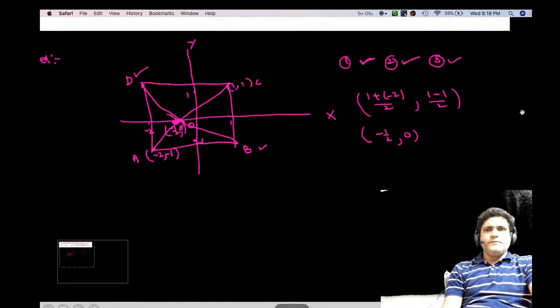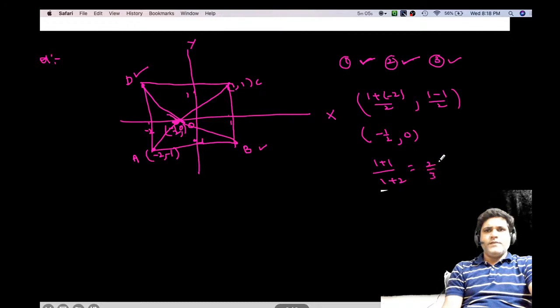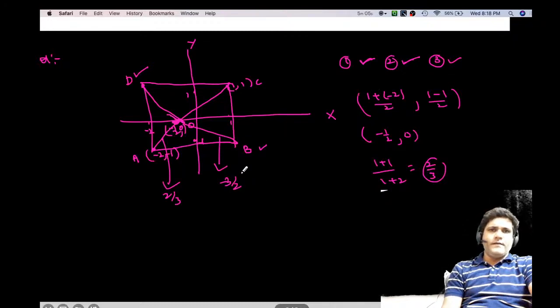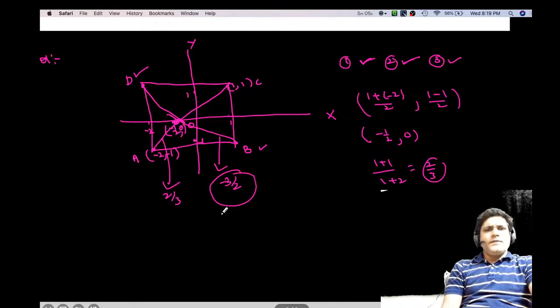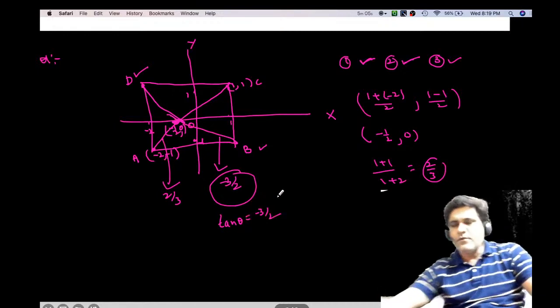For that, what is the slope of the AC diagonal? The slope of diagonal AC is (1 plus 1) by (1 plus 2), that is 2 by 3. The AC diagonal slope is equal to 2 by 3. Therefore the required diagonal slope is equal to minus 3 by 2, because diagonals bisect and meet at right angle. Therefore the slope of BD is minus 3 by 2. That implies tan theta is equal to minus 3 by 2.